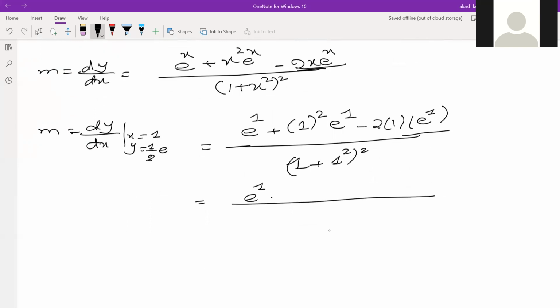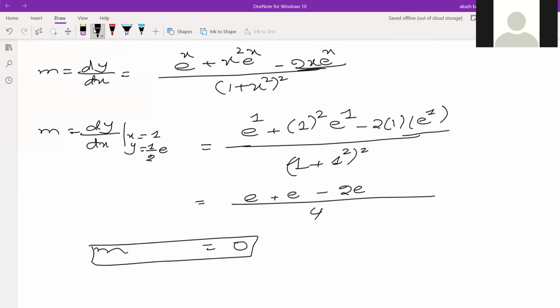So e raised to the power 1 plus e raised to the power 1 minus 2e raised to the power 1. So I can just write e instead of e raised to the power 1, right? Yeah. So it becomes 2e minus 2e, so nothing, 0. And in the bottom, 1 plus 1 is 2, and 2 whole squared is 4. So just let me write 4 here. So the slope is 0.